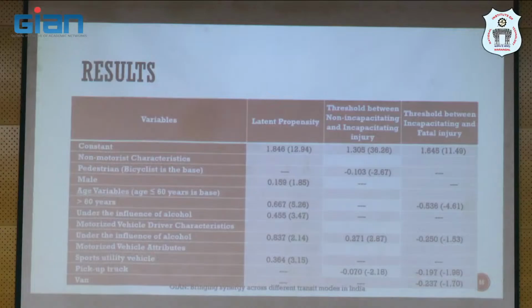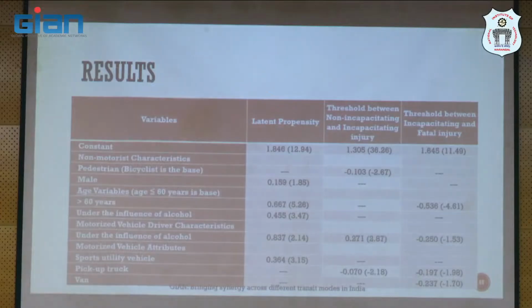So in this model, we have 4 alternatives, so we were able to estimate 3 equations. There's a latent propensity equation, which is general to everything. Then we have the thresholds, the last 2 thresholds were estimated. The first threshold was set to 0.